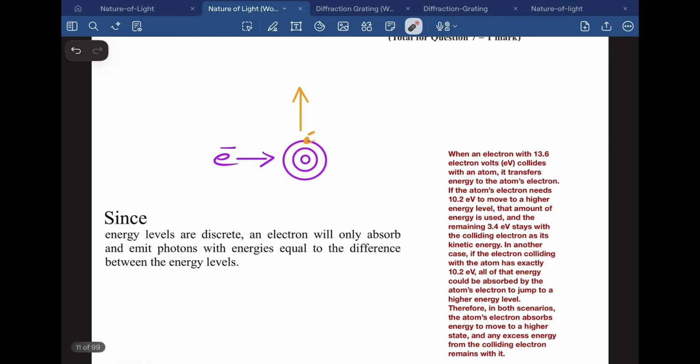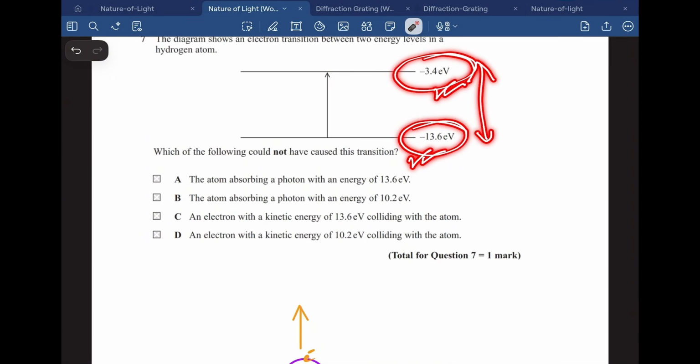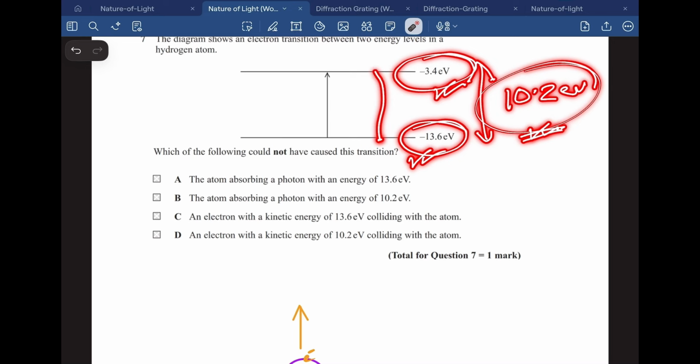Let's have a look at this. Since energy levels are discrete, an electron will only absorb and emit photons with energies equal to the difference between the energy levels. So as it is going to go up from minus 13.6 to minus 3.4, what is the difference between the energy levels? The difference between the energy levels is 10.2 electron volt. It is going to receive 10.2 electron volt of energy to move from this lower energy level to higher energy level.